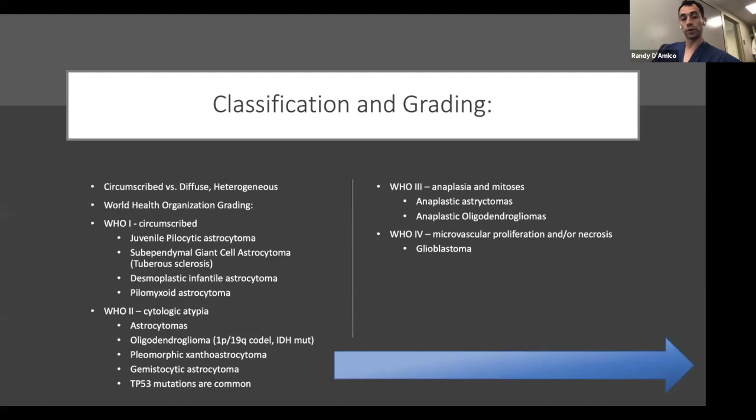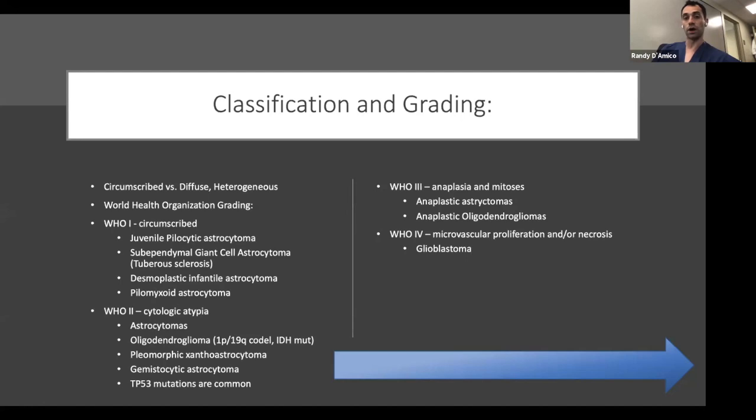WHO grade 2 is what we're really focusing this lecture on. And these typically involve some sort of cellular atypia. And what that means is when a pathologist looks at the cells, they don't look healthy. There's something abnormal, whether it's the shape or increased mitoses or whatnot. This includes our astrocytomas, the oligodendrogliomas, which until recently, this was a histologic finding. They looked different under the microscope.